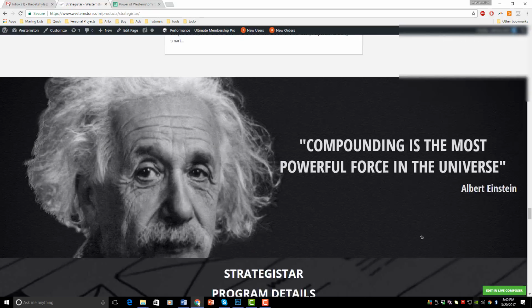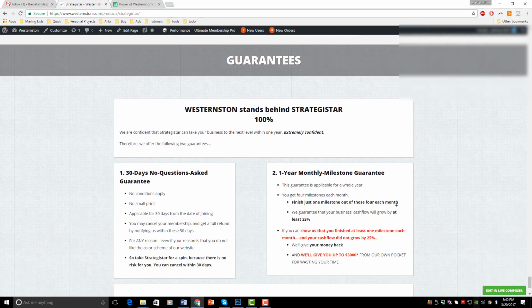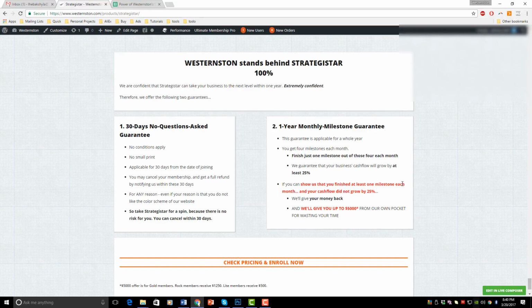Okay, and you can see all the pricing plans, and you can see our guarantees. We have guarantees, so there's a 30-day trial. If you don't like it for any reason within the first 30 days, you let us know and we'll give you a full refund, no questions asked whatsoever.